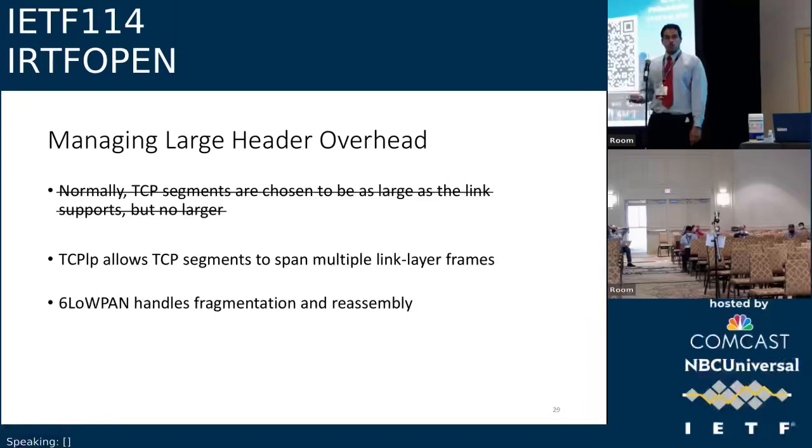So in order to overcome this, we break this conventional wisdom and instead allow TCPlp to have TCP segments that span multiple link layer frames. Okay, what that means is that we're relying on the 6LoWPAN adaptation layer to handle fragmentation and reassembly for us, which adds some overhead. But it means that the overhead of our headers is now amortized over multiple frames, allowing us to get some good throughput.